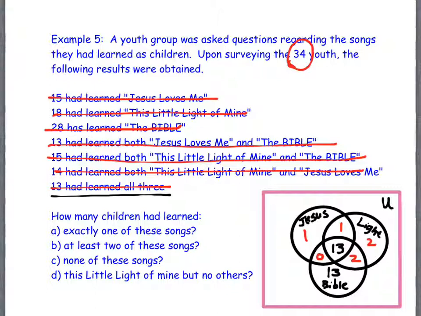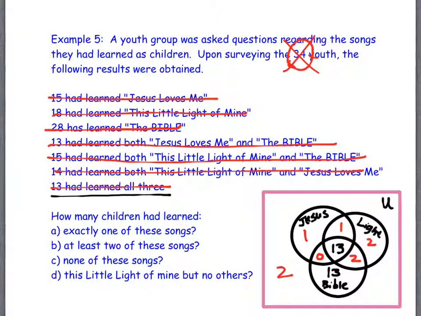Yeah, we're going to add all the numbers we currently have in our diagram together. So we have all of these numbers. What do they add up to? 32. So I'm missing 2 people. So there are going to be 2 people on the outside of my circles inside of the circle U. So I dealt with that piece of information. All right. Diagram complete. Now we're going to answer questions.